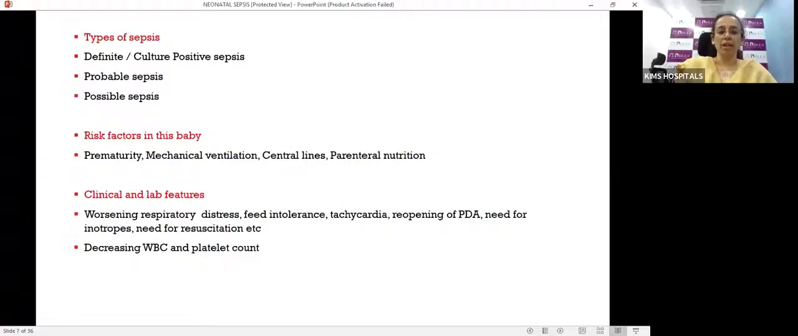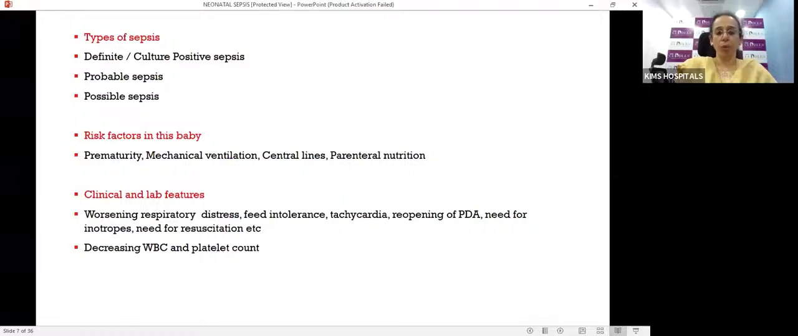So when we are defining the types of sepsis, we can broadly categorize neonatal sepsis into 3 categories. Those are definite or culture positive sepsis, where the culture comes positive and we can identify the organism which causes the sepsis and also the sensitivity of the same.